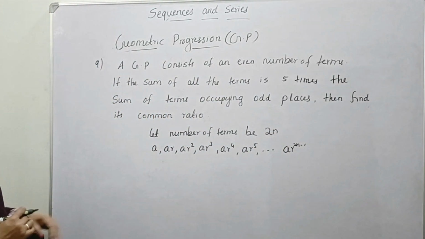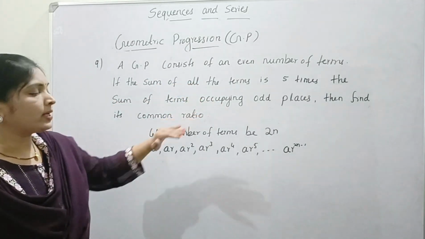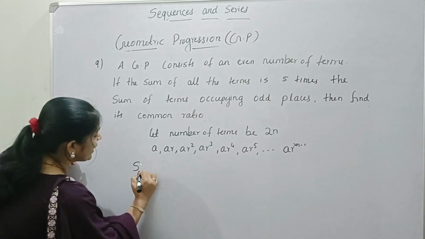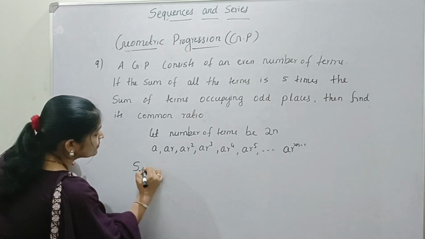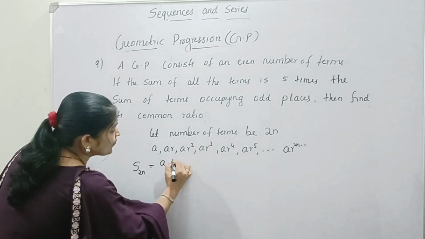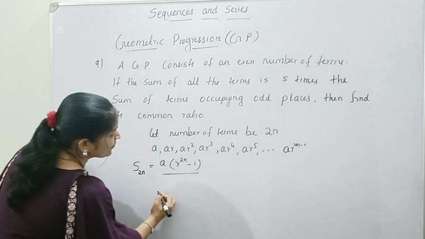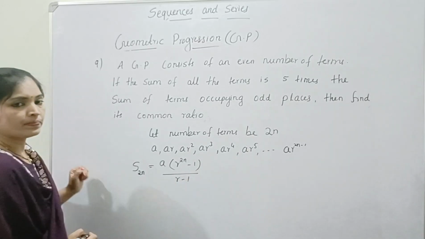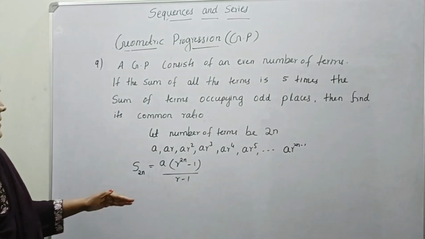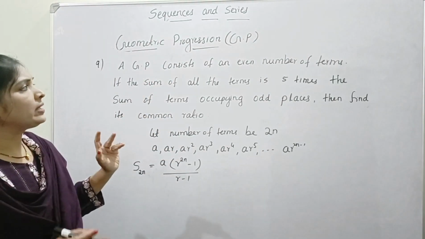Now, it is given the sum of all the terms, so first we will write the sum of all the terms. There are 2n terms, so the sum to 2n terms, S2n, is equal to a into r raised to 2n minus 1 divided by r minus 1.